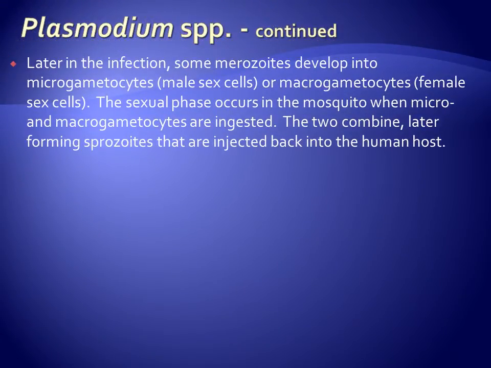As the infection continues, some of the merozoites will become sex cells. The sex cells are referred to as microgametocytes and macrogametocytes. Once the sex cells are formed, if they are consequently sucked up by a fresh mosquito, then the male sex cells and the female sex cells within the mosquito undergo sexual reproduction.